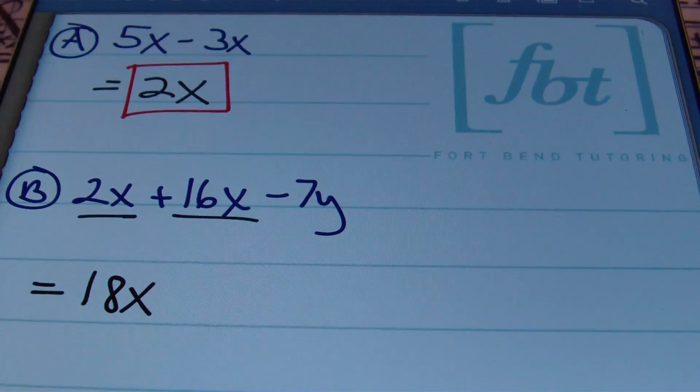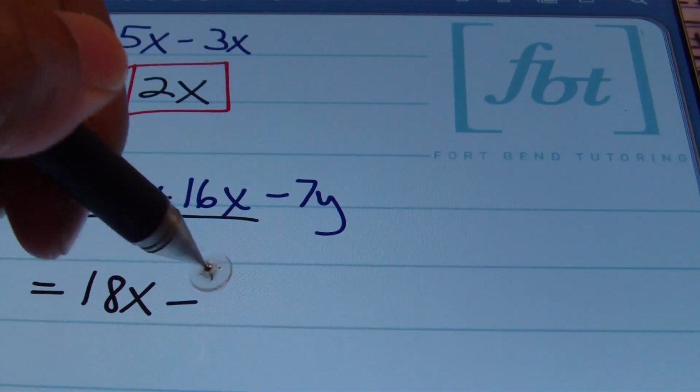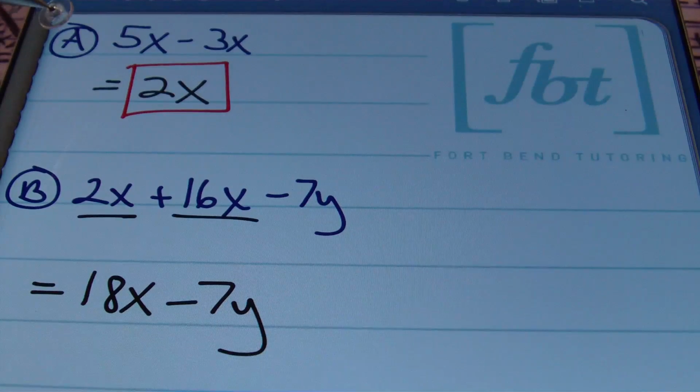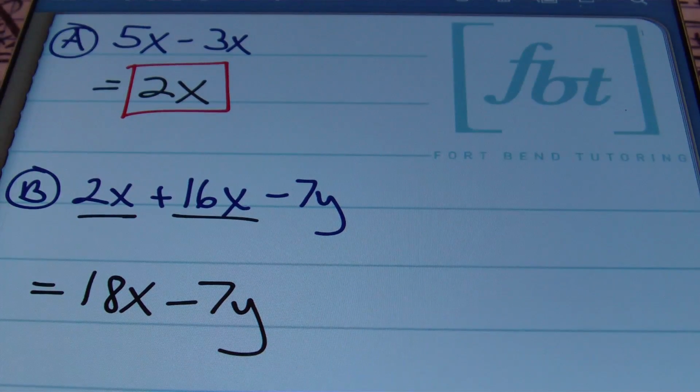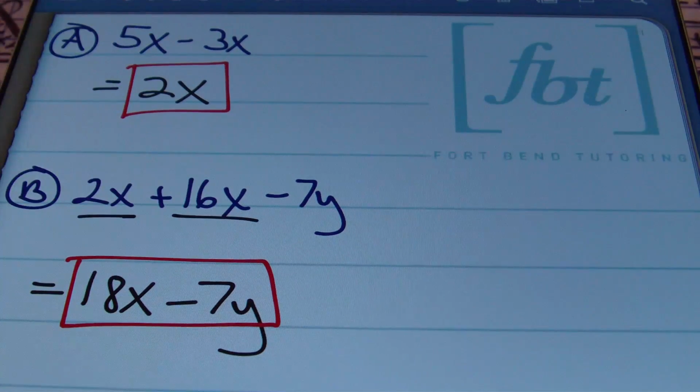and then this negative 7y, that third term of the expression, is not a like term. It doesn't have the same variable as these other two terms, therefore you cannot subtract it, so just bring it down as negative 7y and done. There's nothing else that you can do with this expression. This is the answer. Done and done, ladies and gentlemen.